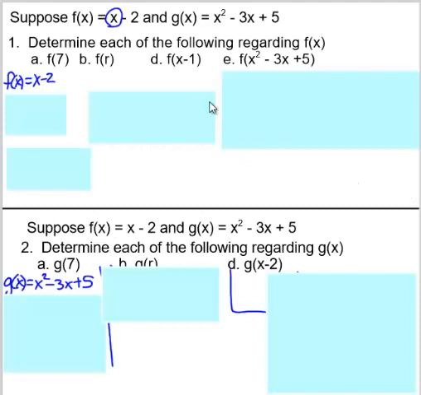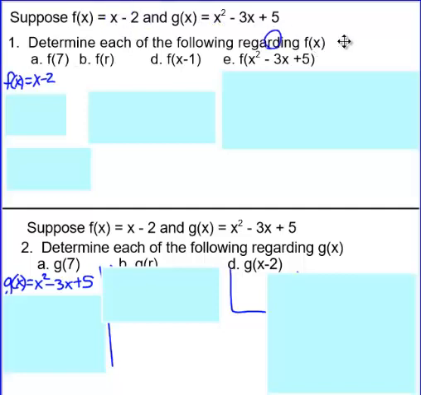All right, so here I have a few examples. So there's two functions. We have f of x, which is x minus 2, and we have g of x, which is x squared minus 3x plus 5. So the first one here is just f of 7. So what this means is that my x value in the function is going to be 7. So anywhere I see an x, I am going to replace it with the 7.